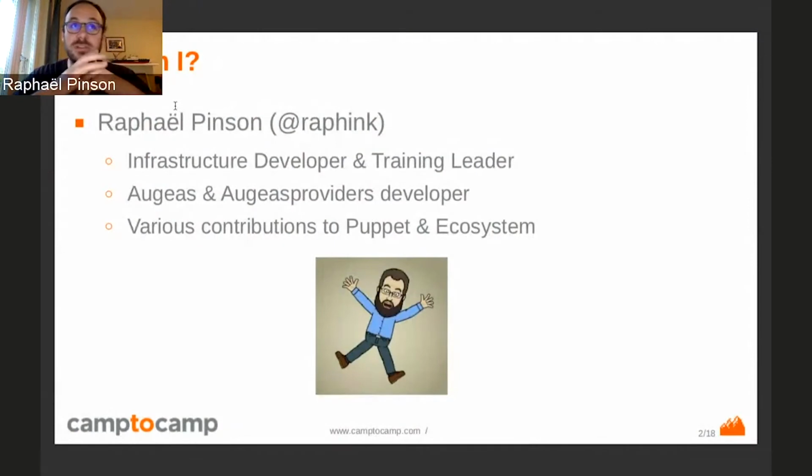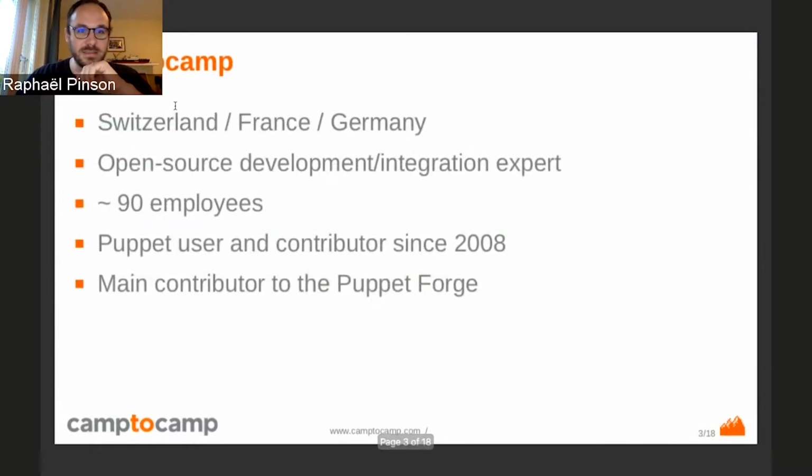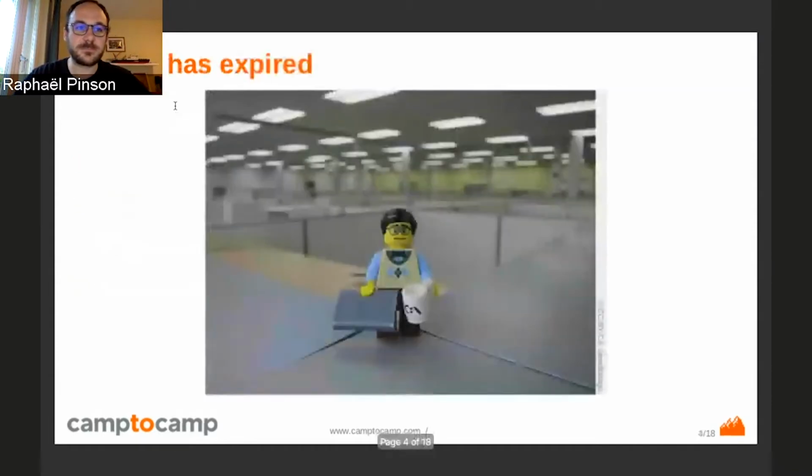My name is Raphael Pinson. I'm an infrastructure developer working at Camp2Camp. I've been involved in the Puppet community for a few years, but I started using Puppet around 2007, and I've been mainly involved in the last 8 years in the Puppet community. I'm currently one of the main OGS developers involved in the Puppet community and maintaining the OGS Providers project. I work for Camp2Camp, which is a company based mainly in Switzerland, France, and Germany, and we've been really involved in the Puppet community for years.